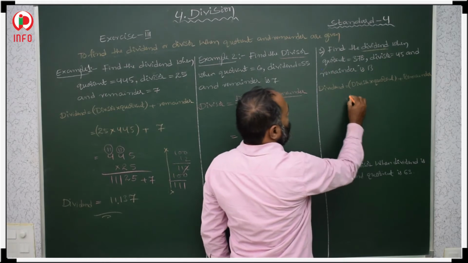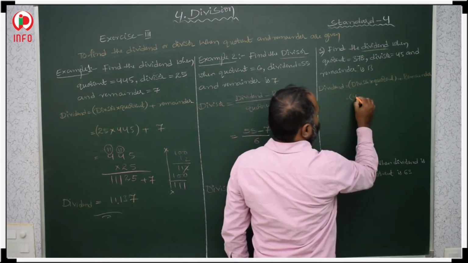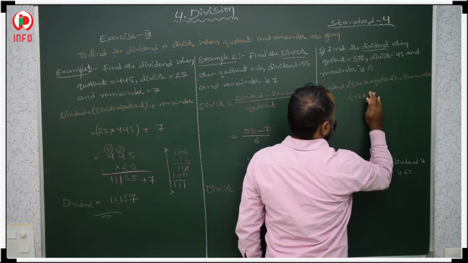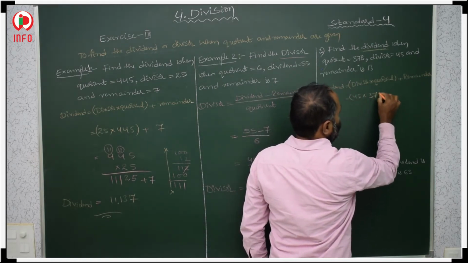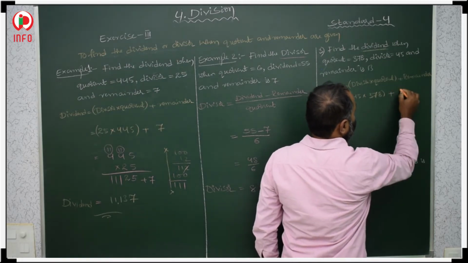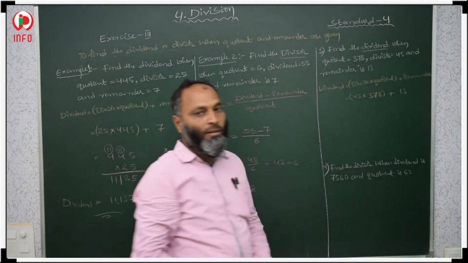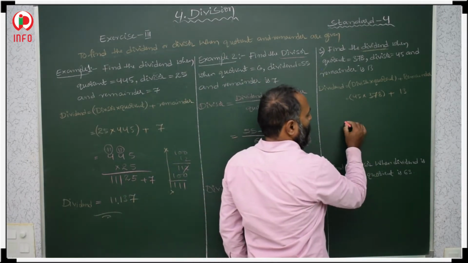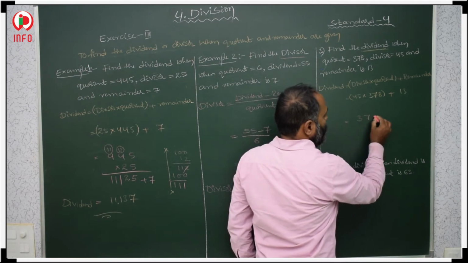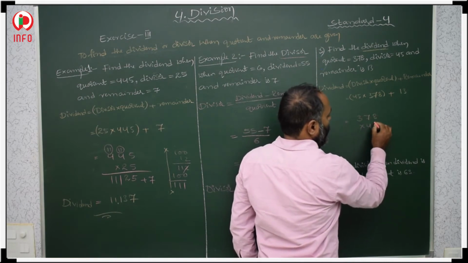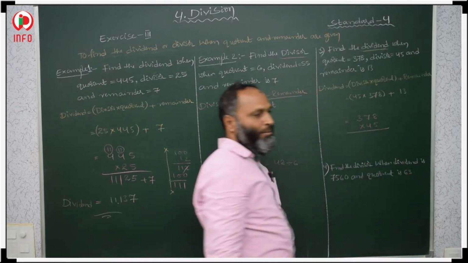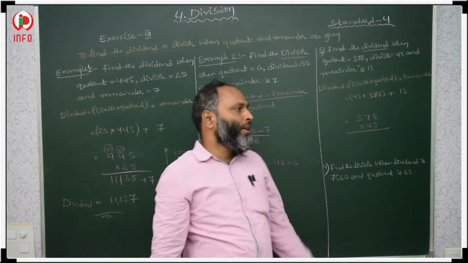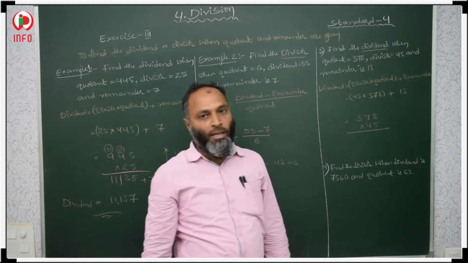Then what is the divisor here? Divisor 45 into quotient 378 plus remainder 13. So here we have to multiply 378 with 45. 45 is a bigger number, so we start from 5. A 3-digit number with a 2-digit number, we did yesterday.